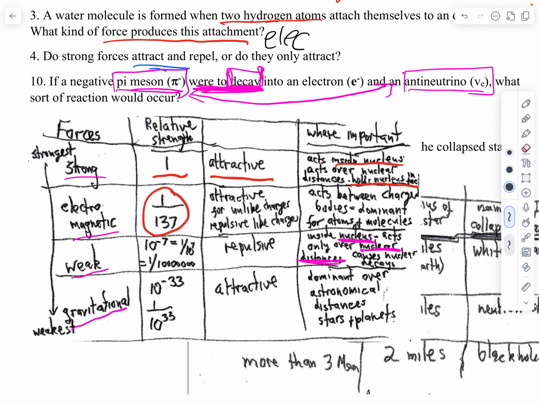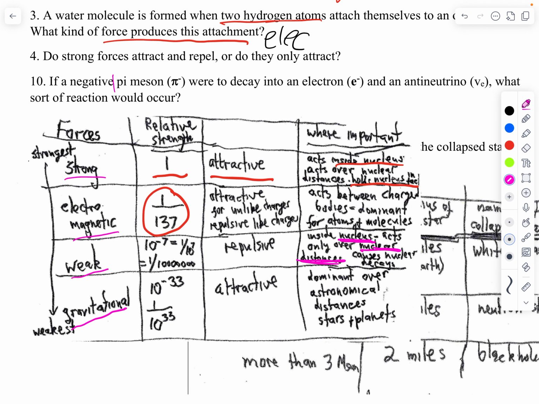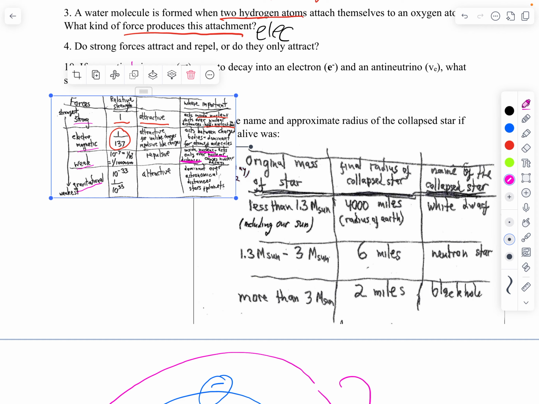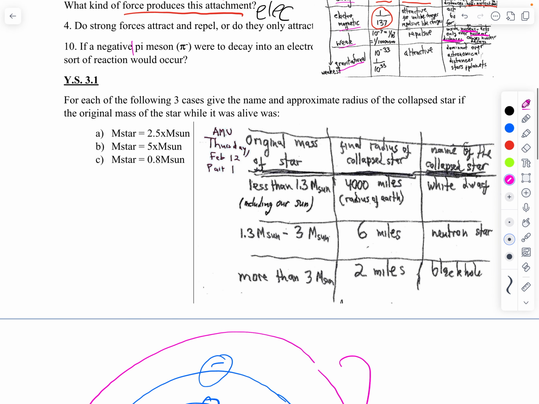So yeah, the answer is weak force. Actually, since the pi meson is decaying into an electron, I think this one is the only one that is within the nucleus. So yeah, I think I messed up that part. I'm sorry. It's been a while since I covered these concepts, so I kind of forgot them a little bit. All right, let's move on and get to special 3.1.